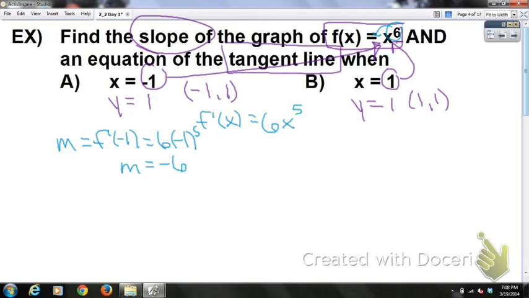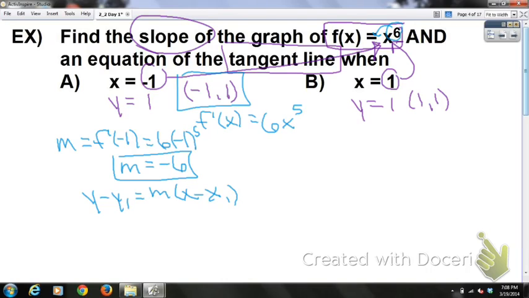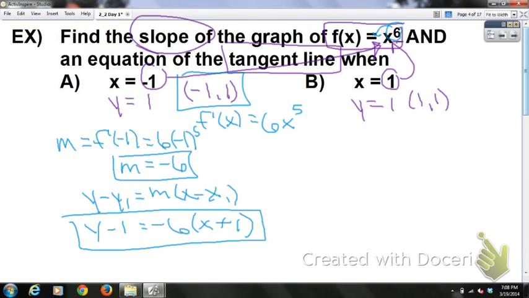So if I have a slope of -6 and the ordered pair -1, 1, we can write our equation y minus y1 equals m times x minus x1, and plug in the information. So y minus 1 equals -6 times x minus -1, which is plus 1. There's the equation of the tangent line when x is -1.